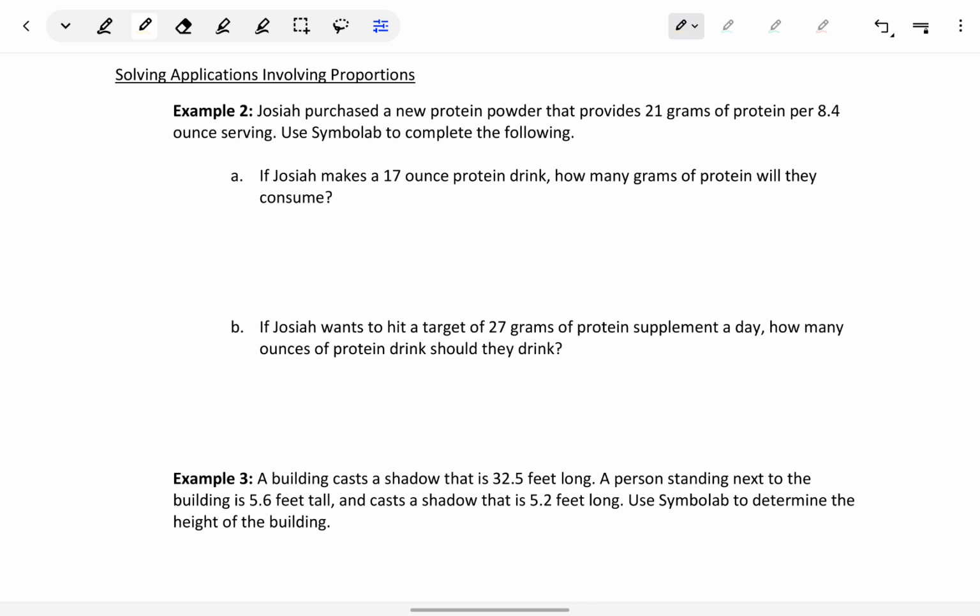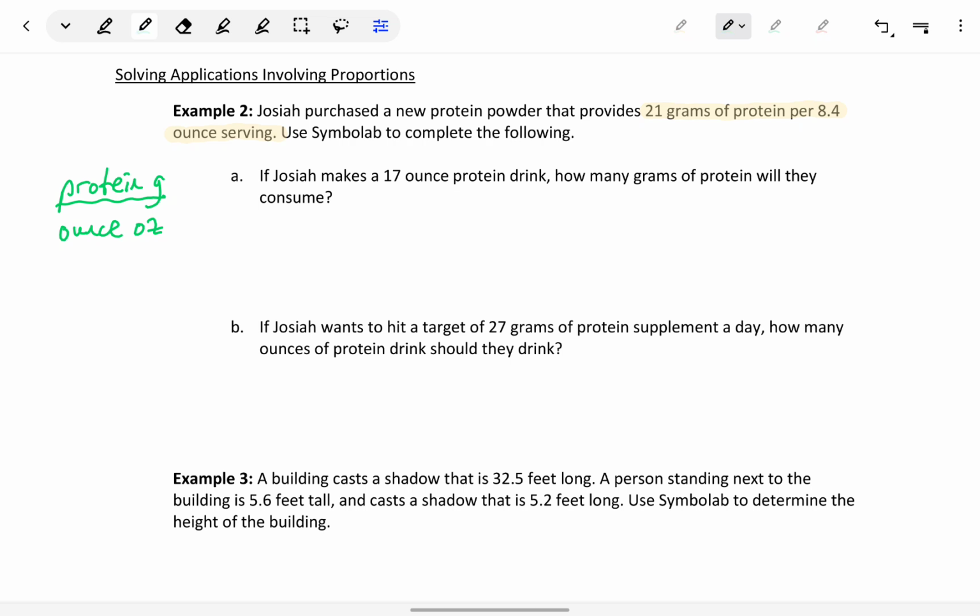Let's go back to the original part of the question, where it's telling us that this protein powder delivers 21 grams of protein per 8.4 ounce serving. We're going to use that statement to set up the general form of our proportions in this case. So what we have is some amount of protein, which is measured in grams, per some number of ounces, some size serving. We're going to set up two proportions given the information that we have in part A, set those equal to each other, and solve for the missing piece of information.